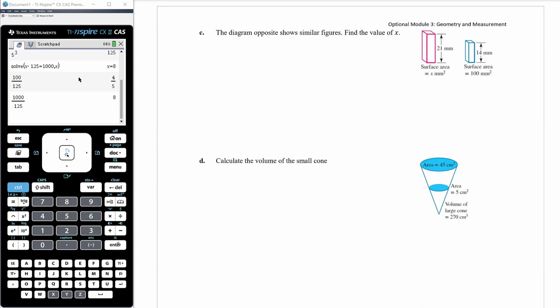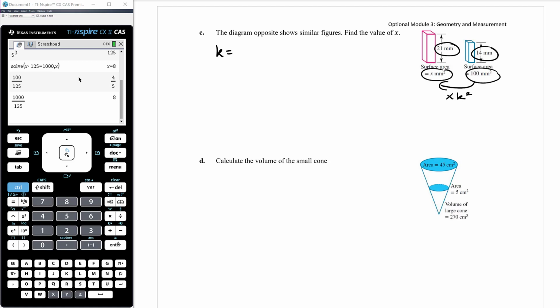Okay, part C, the diagram opposite shows similar figures, so we know that they're similar. Find the value of x. Okay, so x is the surface area of the larger solid. So we're going to need to know about k squared to get from the smaller surface area to the largest surface area. So we're going to use these lengths to find what k is.